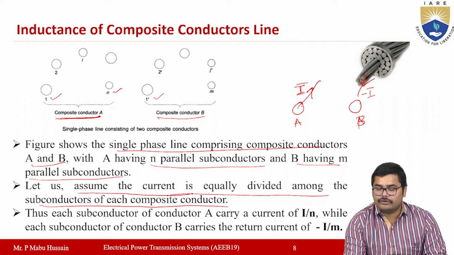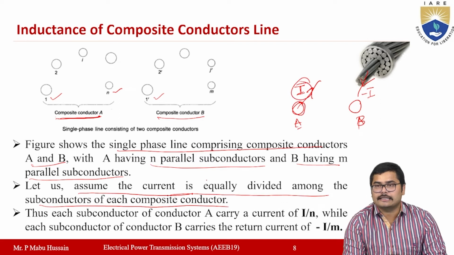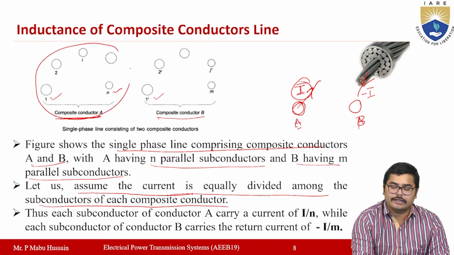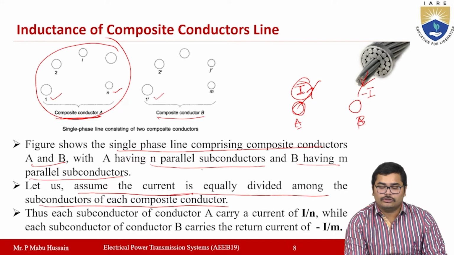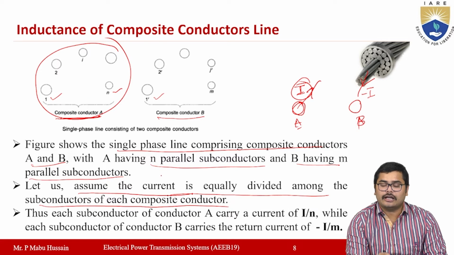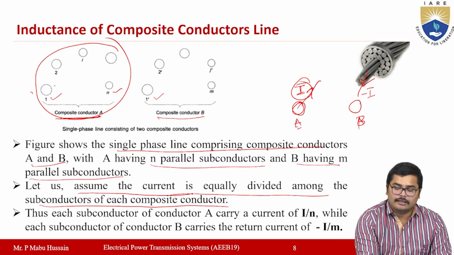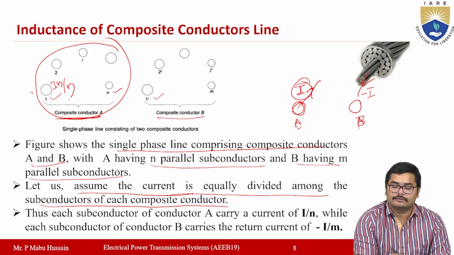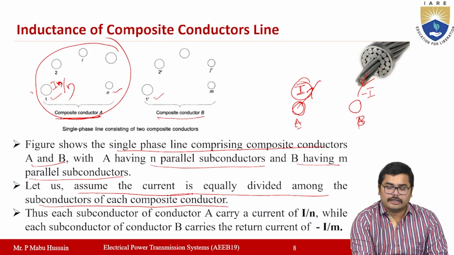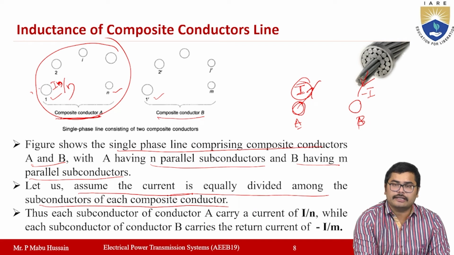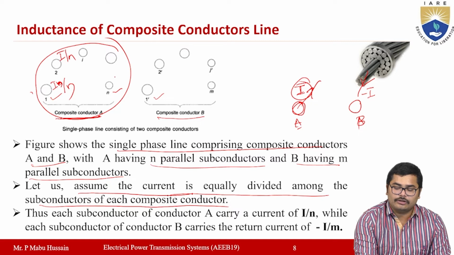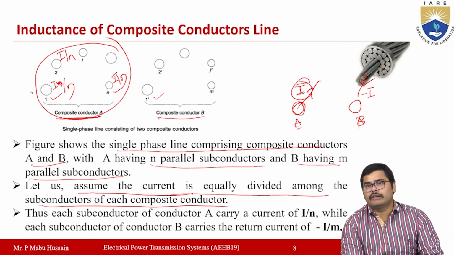If the total current flowing in conductor A is I, this total current I will be divided into all the subconductors in conductor A. As you are having n conductors in the composite conductor A, the current flowing in each conductor will be I by n. Subconductor 1 carries the current I by n, 2 also I by n, n also I by n. So the current is equally divided.